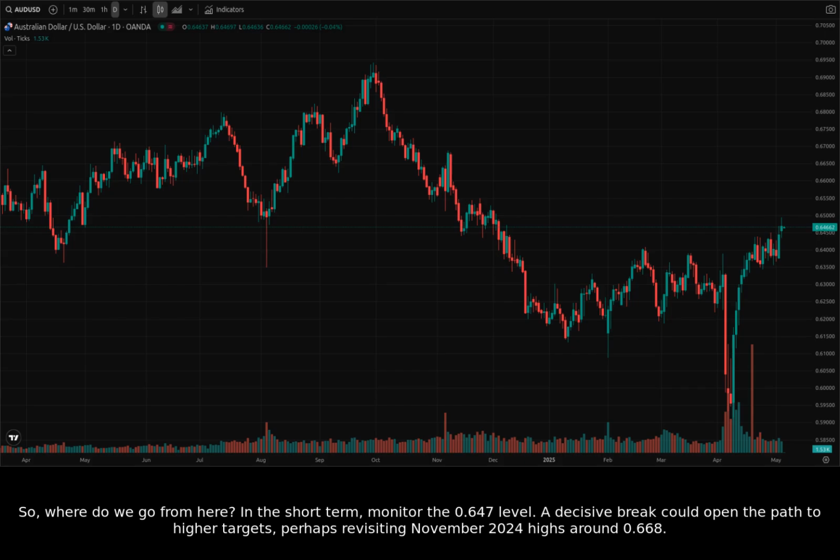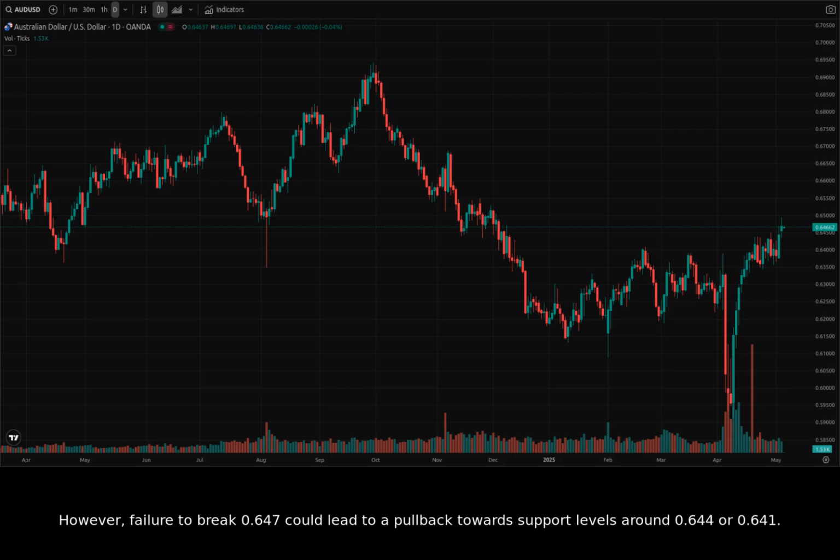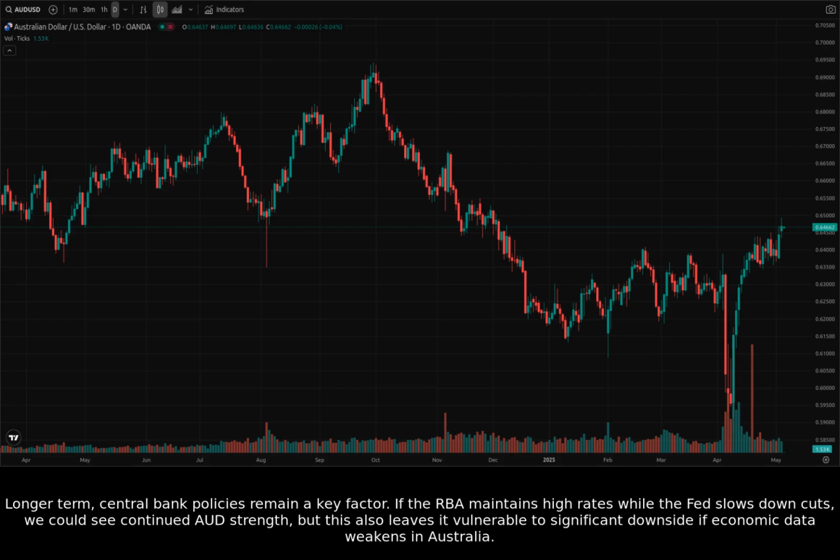In the short term, monitor the 0.647 level. A decisive break could open the path to higher targets, perhaps revisiting November 2024 highs around 0.668. However, failure to break 0.647 could lead to a pullback towards support levels around 0.644 or 0.641. Longer term, central bank policies remain a key factor.